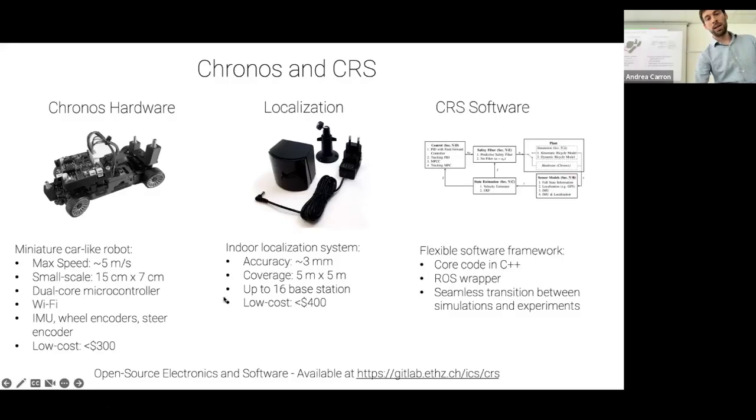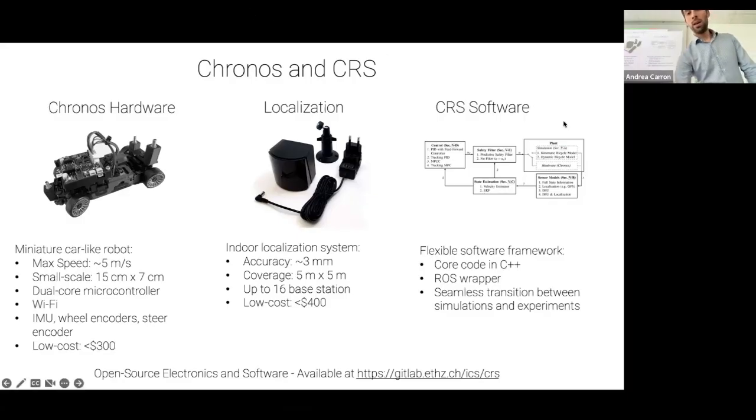We also developed an indoor localization system. In our lab, we use a motion capture system, which is quite an expensive option. So we developed this, let's say, indoor localization system, which is much cheaper. It's based on a system used for virtual reality. It has an accuracy of around 3 to 5 millimeters. And one single base station, which is this object here, can cover an area of 5 by 5 meters. You can daisy chain up to 16 of them, so you can, in theory, cover an area of 400 square meters. And one single base station plus the localization deck costs around $400.